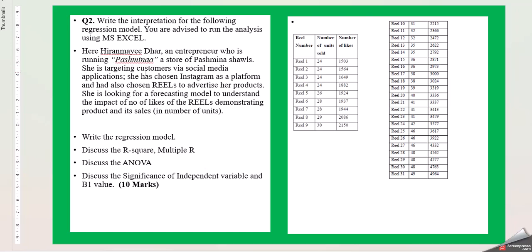She is targeting customers via a social media application. She has chosen Instagram as a platform and has also chosen Reels to advertise her products. She's looking for a forecasting model to understand the impact of the number of likes of the Reels demonstrating the product on its sales in number of units. So write the regression model, discuss the R square and multiple R, discuss ANOVA, discuss the significance of the independent variable and the B1 value. These are the values that have been given: number of reels, number of units sold, number of likes of each reel.